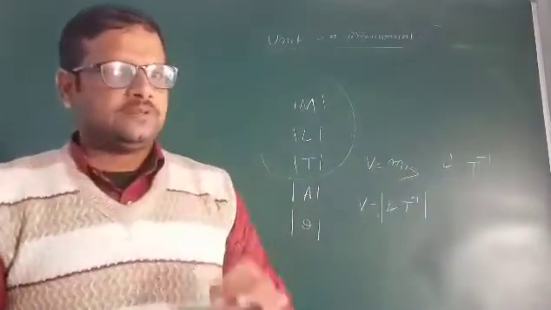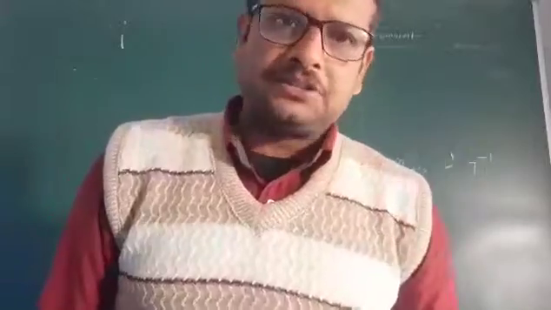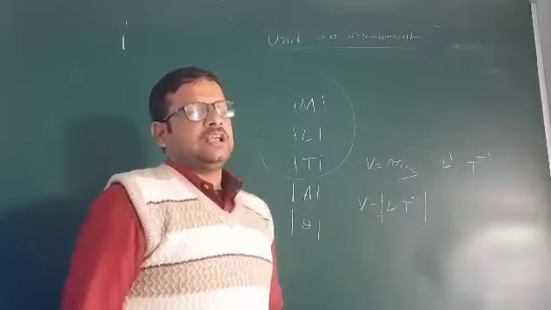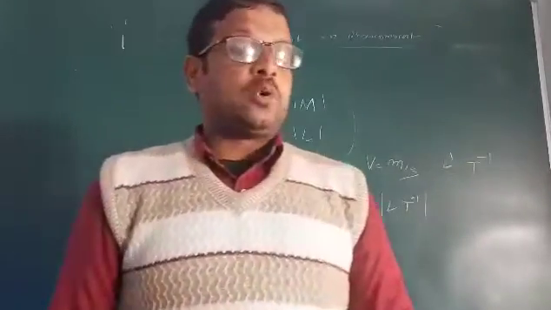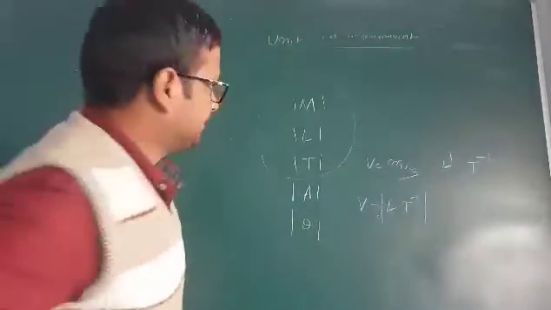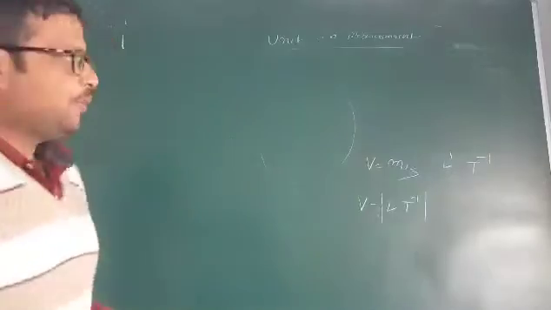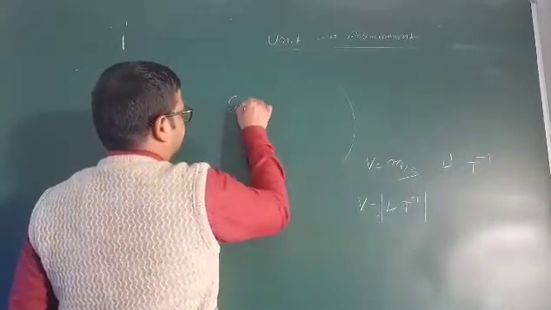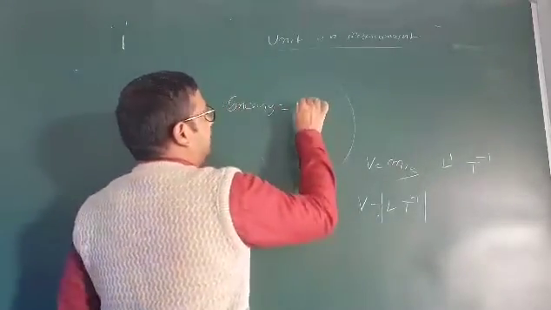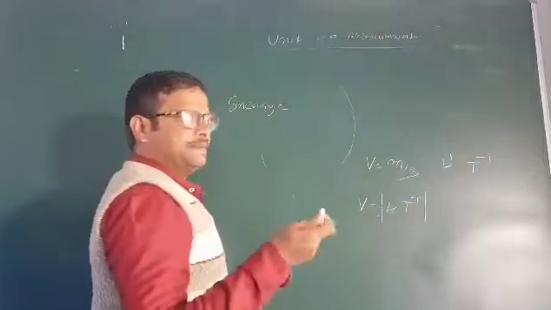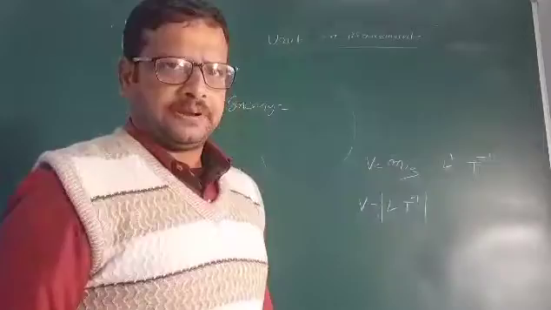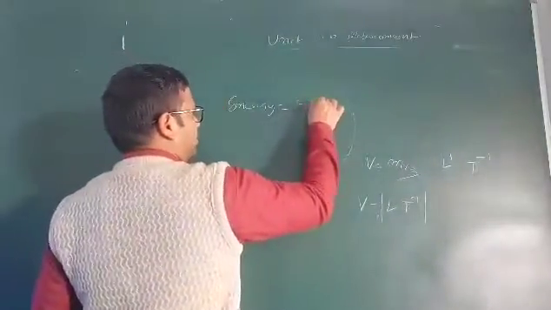Any physical quantity which has a unit also has a dimension. You can write down their dimension with the help of their formula and their unit. More than one physical quantity can have the same unit and the same dimension also. For example, suppose energy has what dimension? Energy, you may write down as half mv square. You can take any formula of energy, half mv square, or force into displacement. Suppose force into displacement, this is the work done.